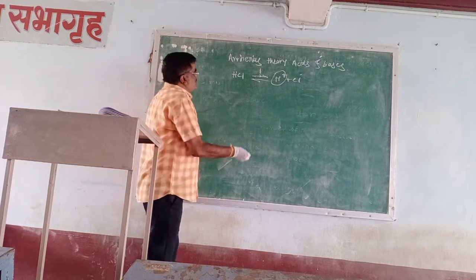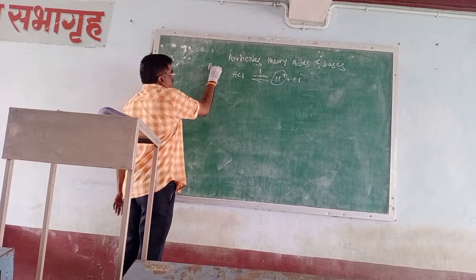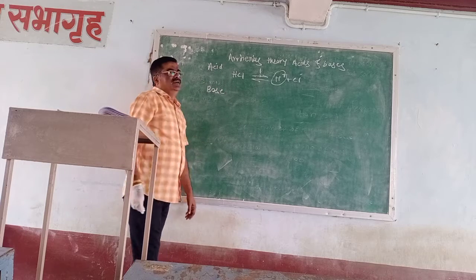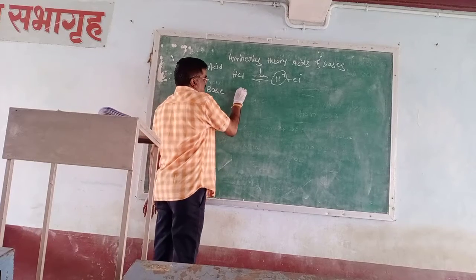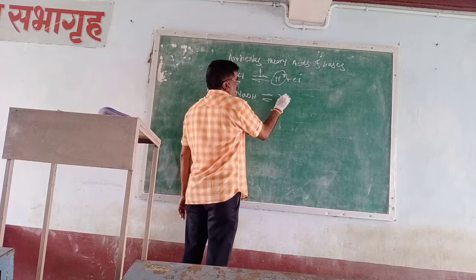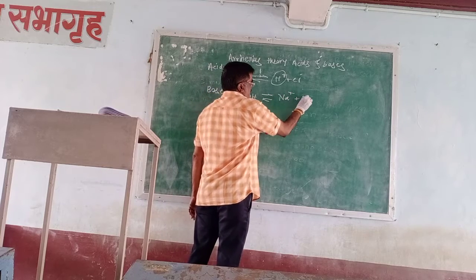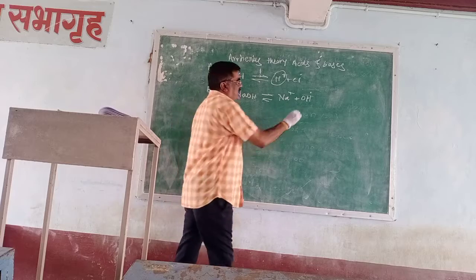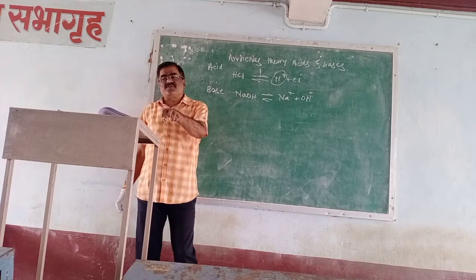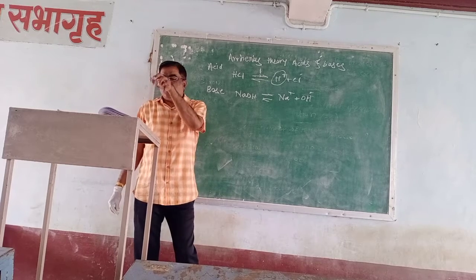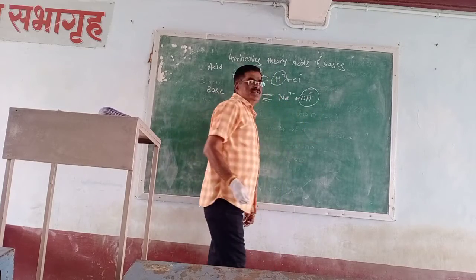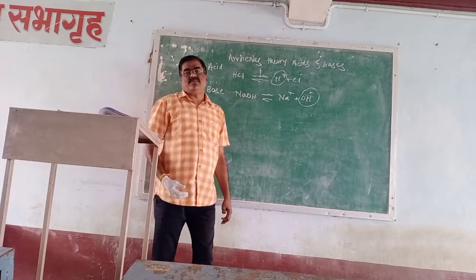While about the bases, this is the acid. Then what about the base? For example, NaOH. NaOH gives Na plus and OH minus. Which ion is present here? The hydroxyl ion. Means the base is a substance that contains the OH group and produces the hydroxyl ion, OH minus ion, is called as the base.